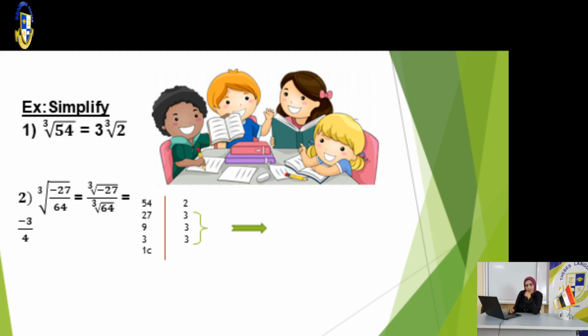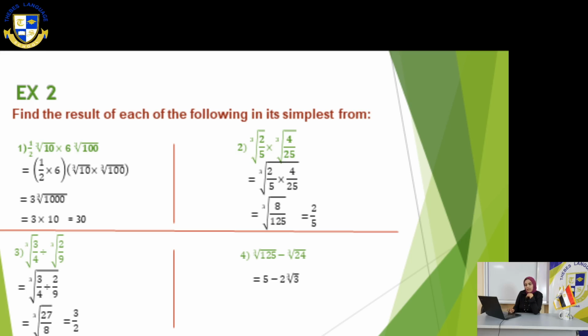Exercise number 3. The cubic root of 3 over 4 divided by the cubic root of 2 over 9. It will be the cubic root of 3 over 4 divided by 2 over 9. It will be 27 over 8. The cubic root of 27 is 3. The cubic root of 8 is 2.